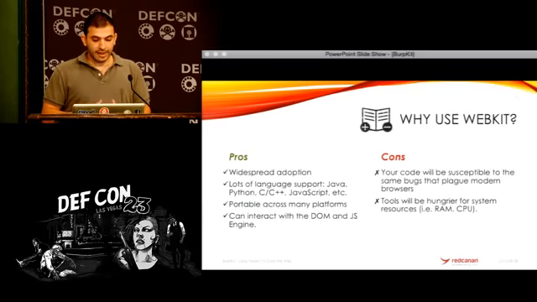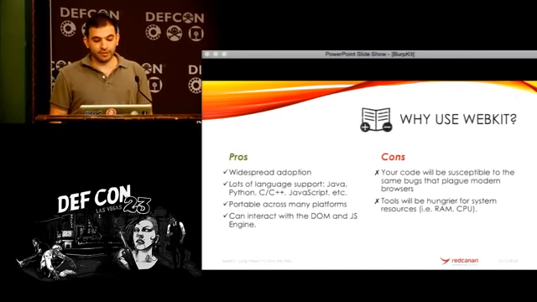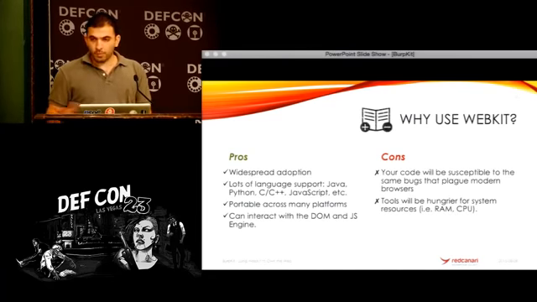And the second part is that there's lots of language support. So if you go on the web and you're looking for a language binding for WebKit, there's tons of stuff out there for Java, Python, C, C++, JavaScript. There's lots of implementations out there. It's portable across many platforms, primarily because Google and Apple wanted their browser to work on all the major platforms, so you're good in that respect. And it can interact with the DOM and JS engine. It gives you basically an API.